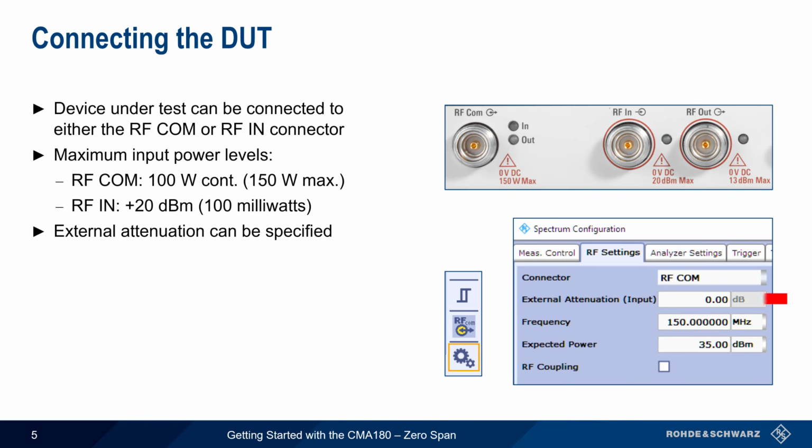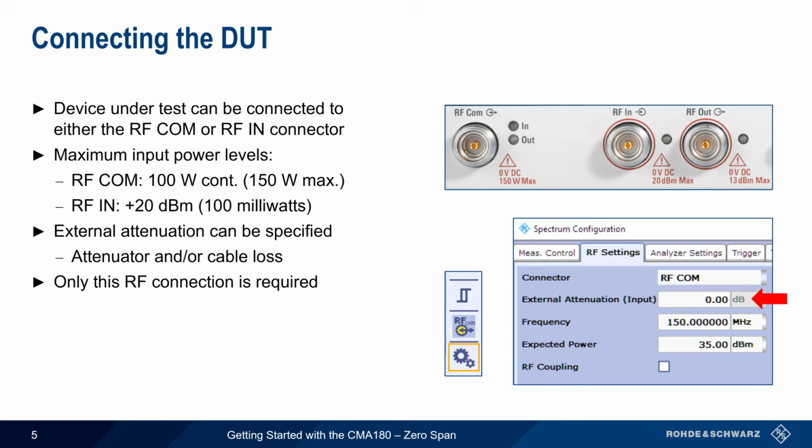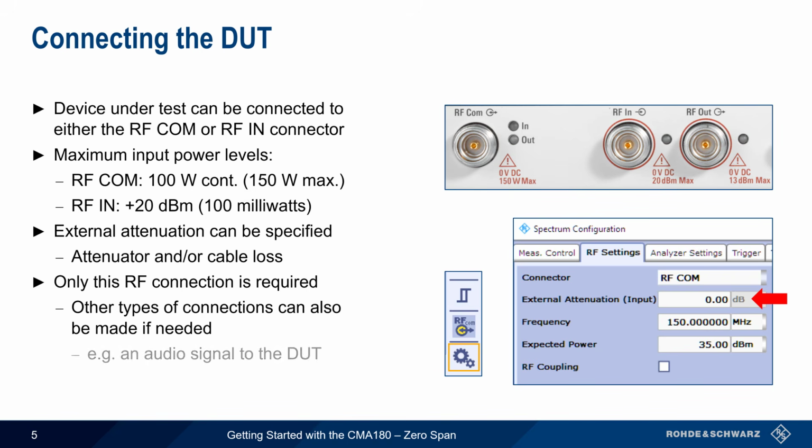An external attenuation value, either from an attenuator or due to cable loss, can also be specified. Note that this RF connection is the only one required for zero span measurements, although other types of connections can also be made. For example, an audio connection to supply an AF signal to the DUT audio input.